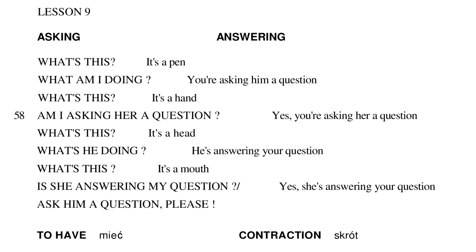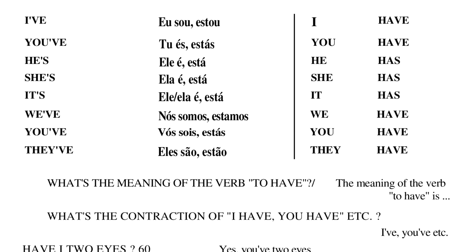To have, contraction. I've, you've, he's, she's, it's, we've, you've, they've. I have, you have, he has, she has, it has, we have, you have, they have. What's the meaning of the verb to have? The meaning of the verb to have is avere.